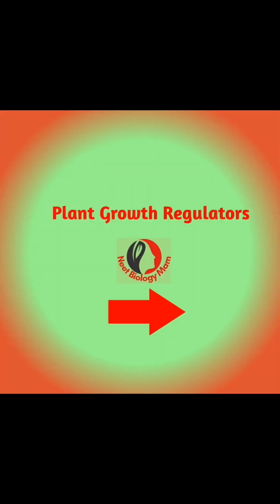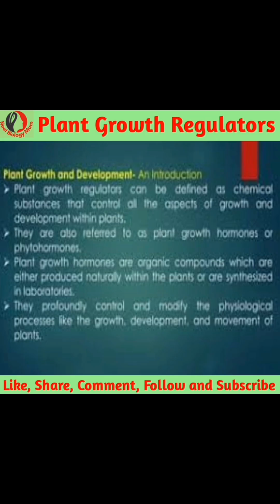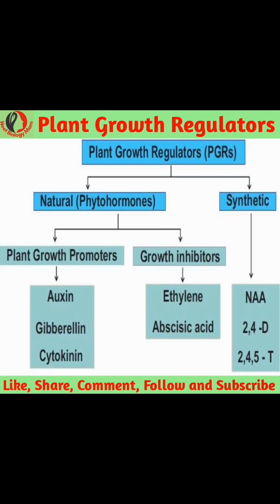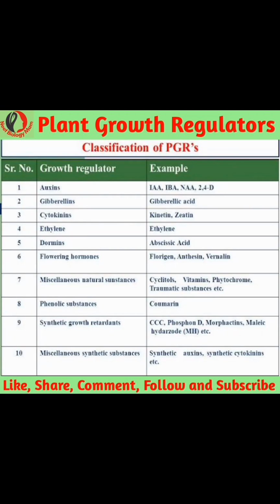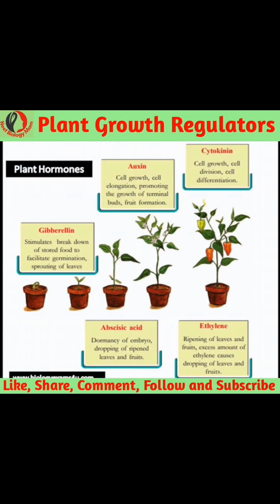Plant growth regulators are the chemical substances which govern all the factors of development and growth within plants. Some other names used to refer to it are phytohormones and plant growth hormones. Phytohormones are organic compounds which are either synthesized in laboratories or produced naturally within the plants. They profoundly control and modify the physiological processes like the growth, development, and movement of plants.